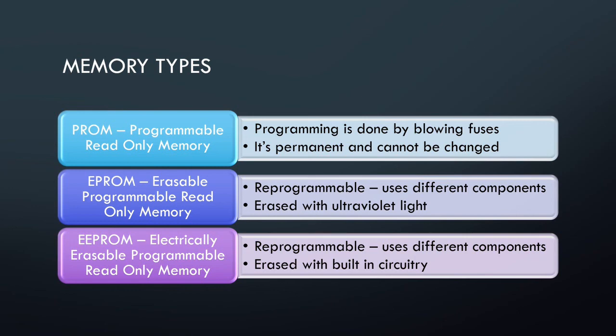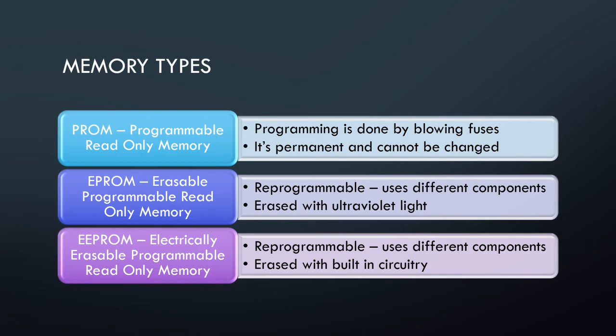So that being said, we're going to take a look at 3 more different kinds of memory types. And the first one is PROM, Programmable Read-Only Memory. And this name is pretty self-explanatory. So the programming can only be done once, because it's done by blowing fuses. So once you blow those fuses, you can't go back. So whatever you program better be right the first time, because you cannot change it.